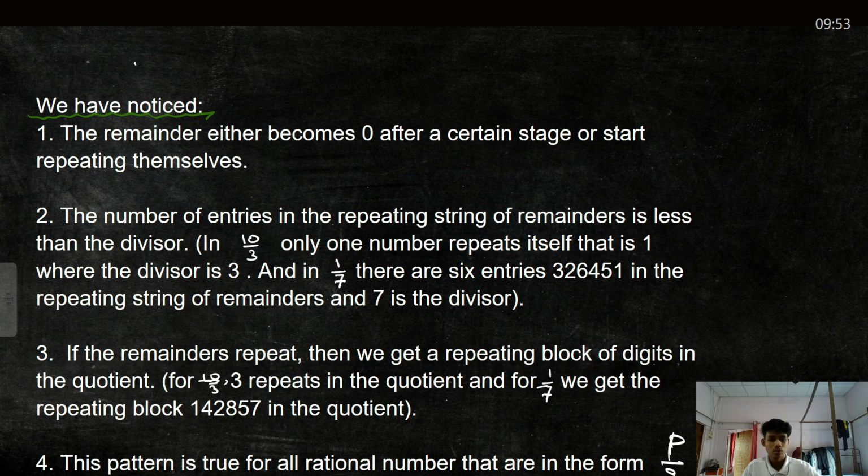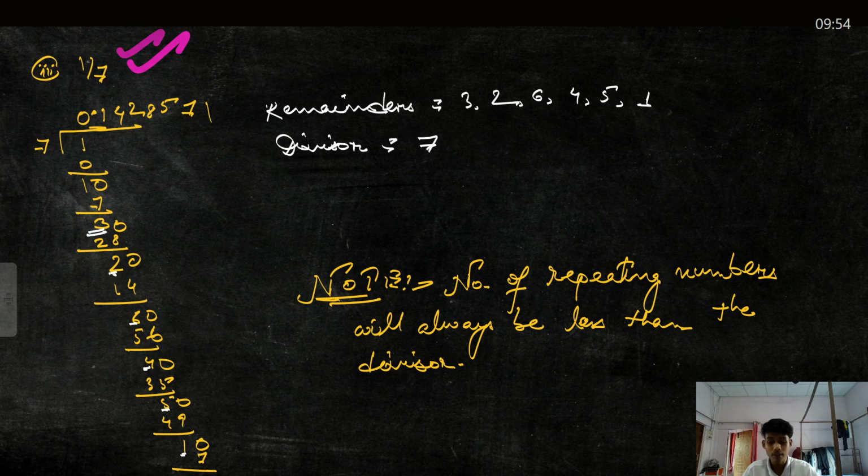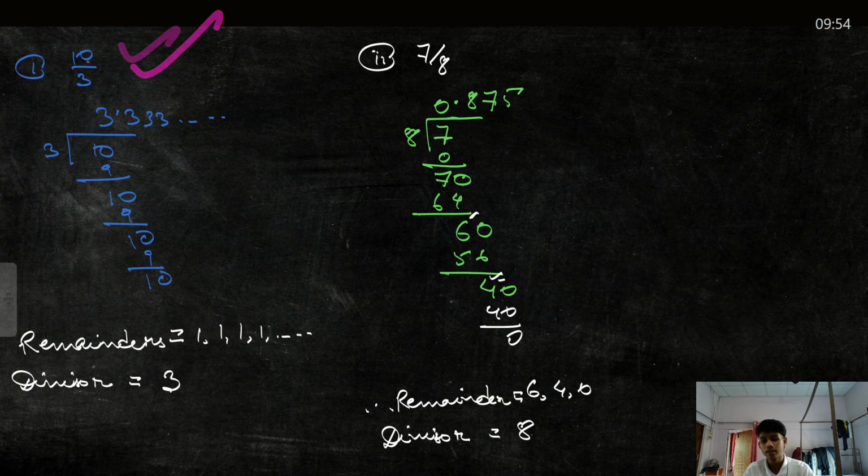And lastly the fourth point, the pattern is true for all rational numbers that are in the form p by q where q is not equal to 0. Now in this pattern, in some cases we get repeating quotients and repeating remainders, while in other cases we get the remainder to be completely 0 after a while. This pattern is true for all rational numbers that are in the form p by q. That means it will be either of this form or of this form.